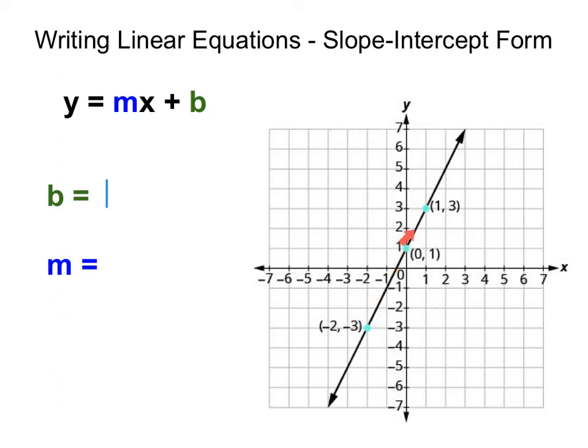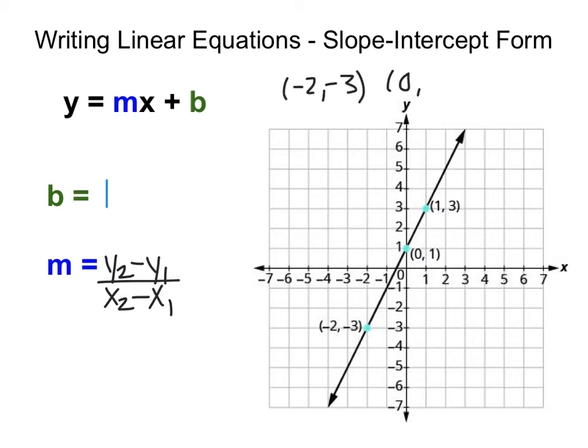Because we were given points on this graph, I'm going to use 2 of these points to calculate the slope using the slope formula, which is y2 minus y1 over x2 minus x1. I'm going to use the points -2, -3, and 0, 1. Let's go ahead and label those x1, y1, and x2, y2.